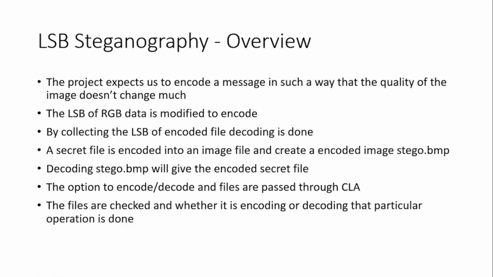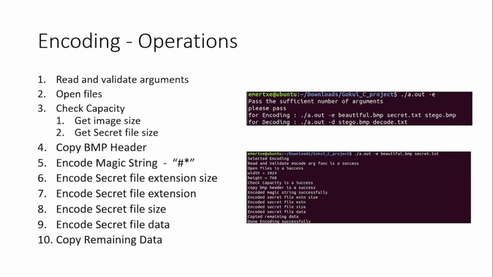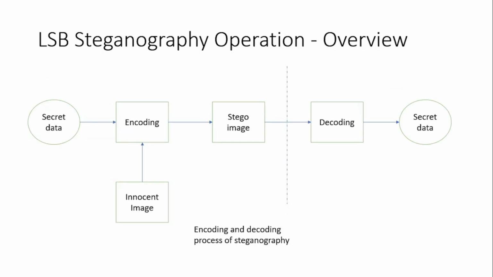The files are checked, whether a BMP file is passed and whether it is a .txt file and so on. It will read and validate the arguments, that is, whatever command line arguments are passed as input to the program. Whether the file exists and everything else will be checked, and afterwards the encoding or decoding part will be done as per the input option, -e or -d. So this is the overall project overview.